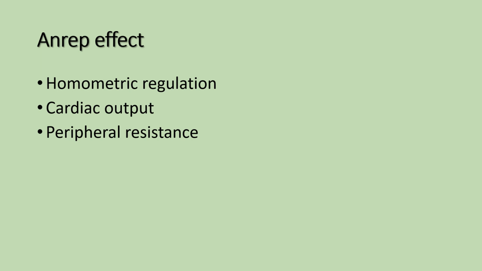the effect of peripheral resistance on the cardiac output is studied by the Anrep effect. When the peripheral resistance increases, the cardiac output decreases. So when the peripheral resistance decreases, the cardiac output increases. The vessel diameter and viscosity of the blood affect the peripheral resistance.